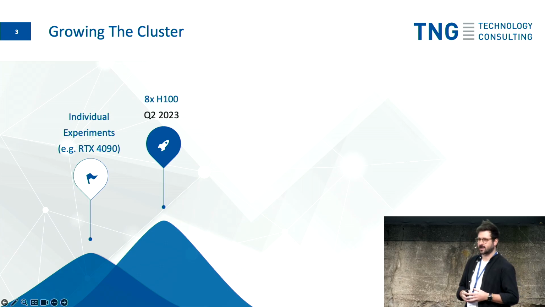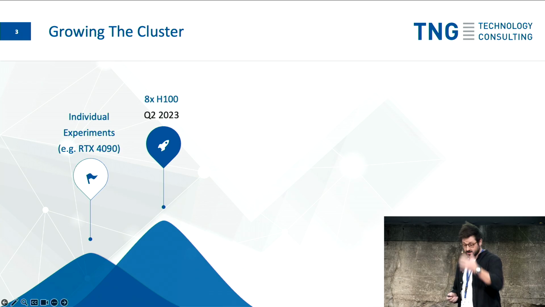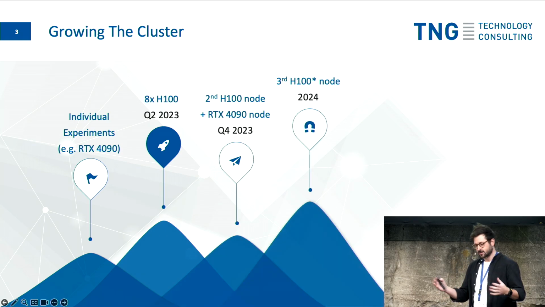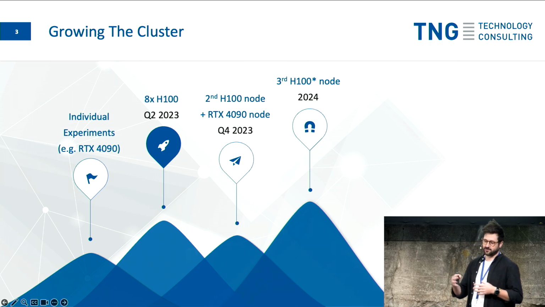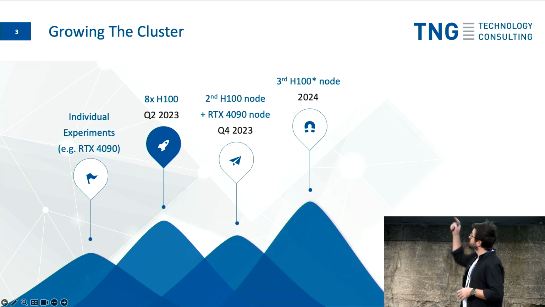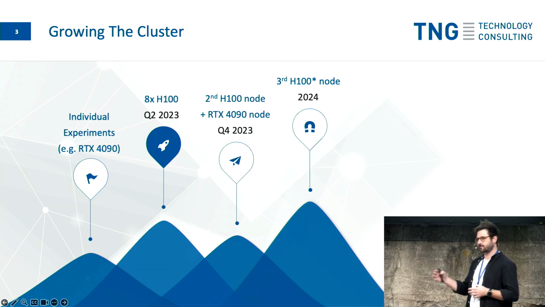That was also about the time when Taya, TNG's AI assistant, came into life. So a lot of people started to use the hardware, and so we needed to scale up even more. So we added more H100 nodes, more RTX nodes, and even a third H100 node with this little asterisk. This is a special type of thing. Instead of 80, it has 94 gigabytes of RAM.